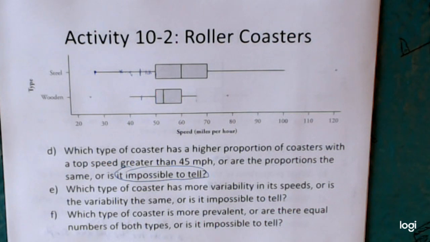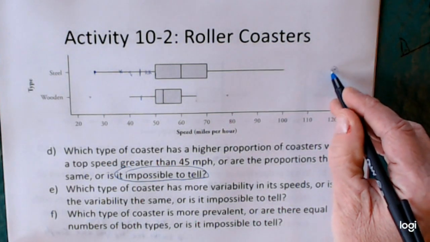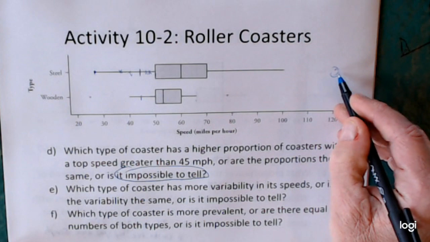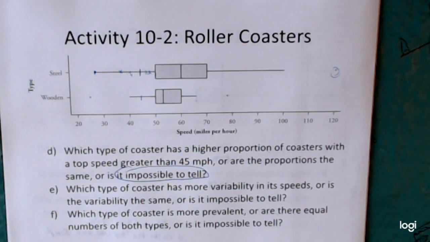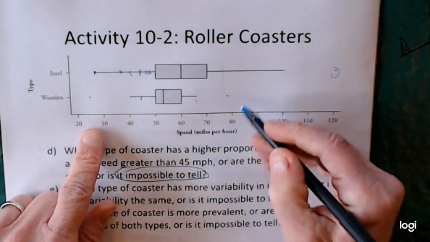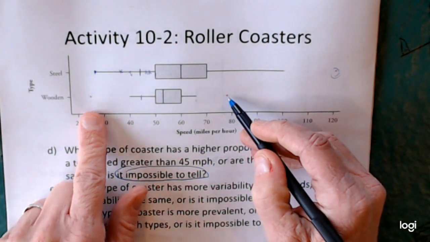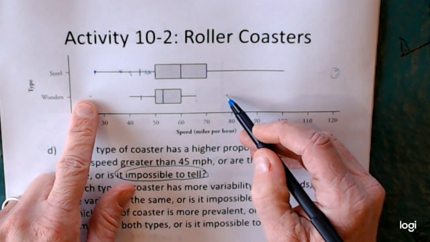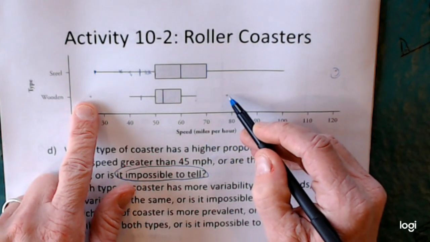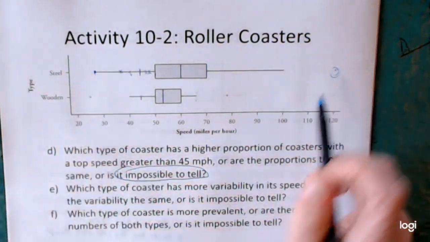Of course, range is not the best way to measure variability, because it's so susceptible to outliers. In fact, I missed an outlier for the steel coasters. The range for the steel coasters is from 25 up to 120, so it's 95 miles per hour. Oh, and I missed the outliers for the wooden coasters too. The range for the wooden coasters is somewhere in the neighborhood of 25 to 78 miles per hour. Regardless, the range of the steel coasters is greater.